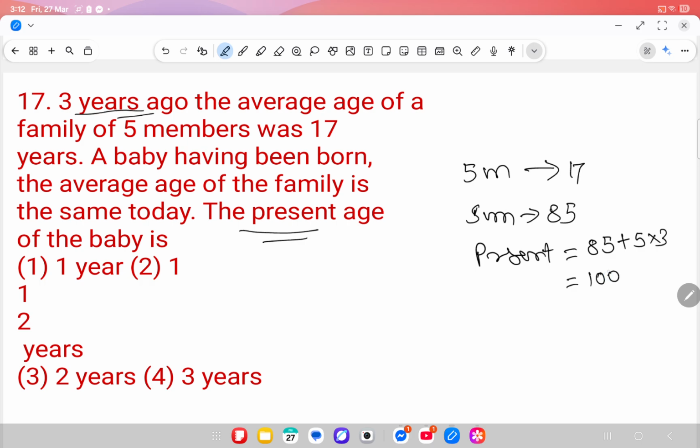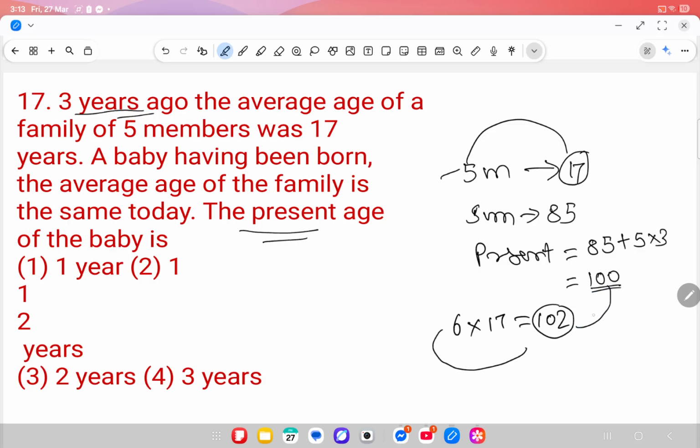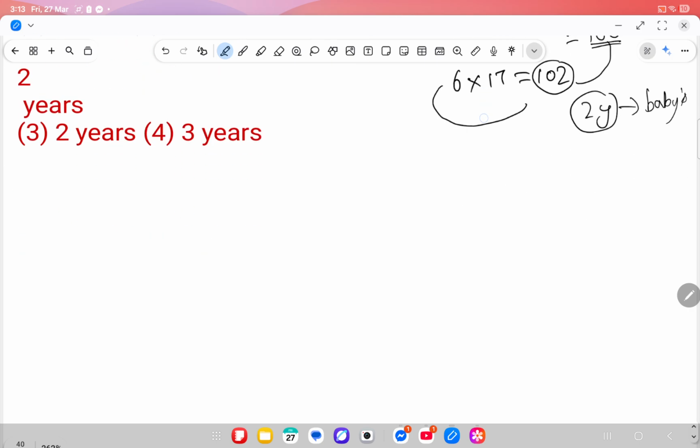So it becomes 100. But how many people are there now at present? 6 members. Their average should be the same. 6 into 17 is 102. See, the average is the same. When 5 members 3 years ago was 17, now 6 members, their average is the same, they are saying. It means it should be 102. So how much increased? 100 to 102, how much increased? 2. So this 2 years may be the baby's age. We need to find the age of the baby. The baby's age is 2 years.